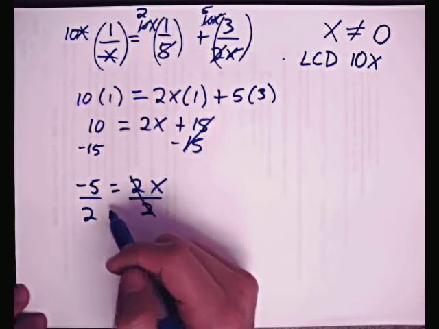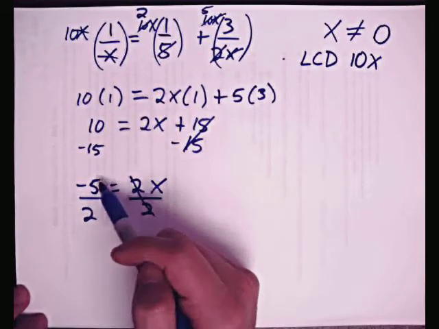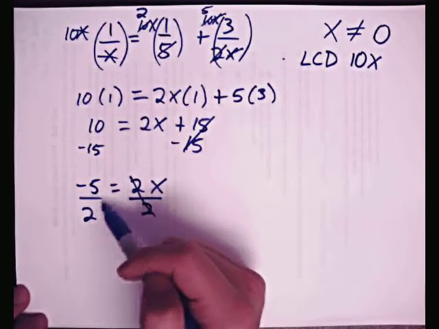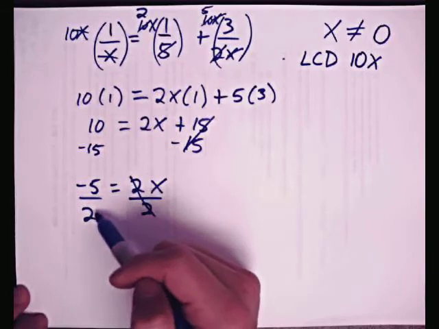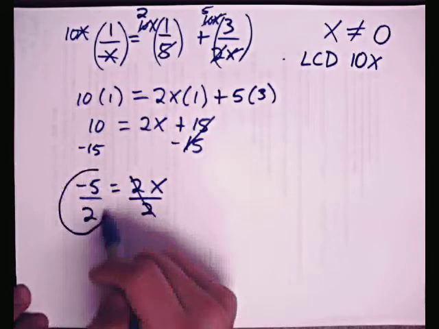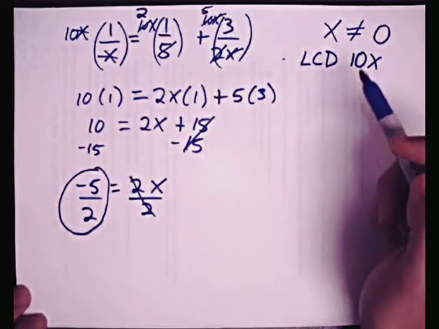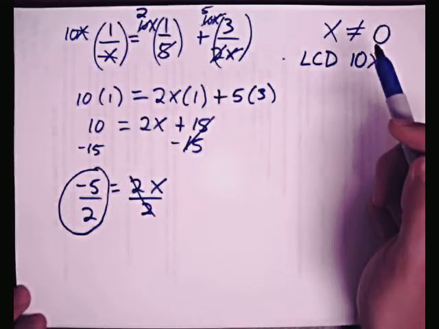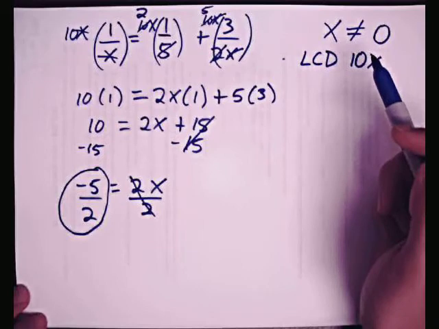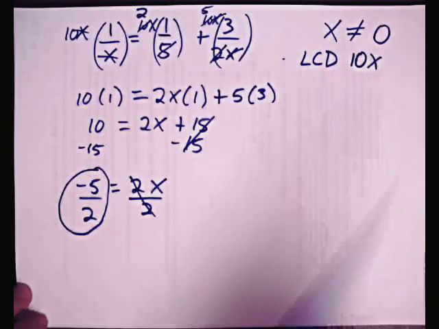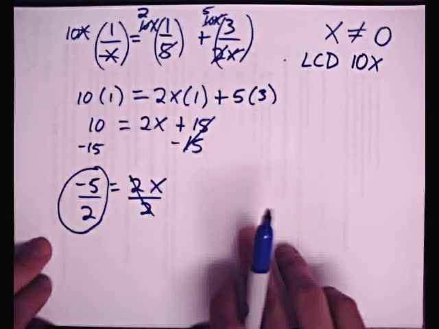This is a fairly easy one. 2 does not divide into 5, and that's the only factor of 2. So this does not simplify. So your solution is negative 5 halves. Again, if you were to get x equals 0, because of that, you would have to conclude that there's no solution. Okay, let's look at example 3b, another rational equation.